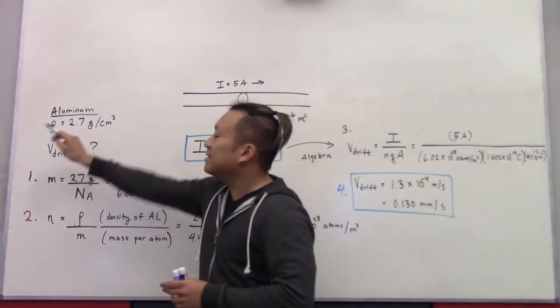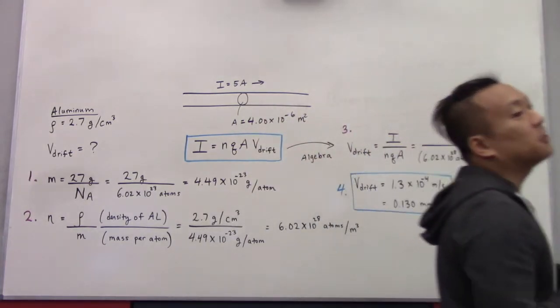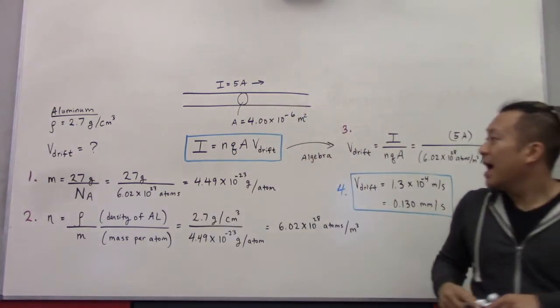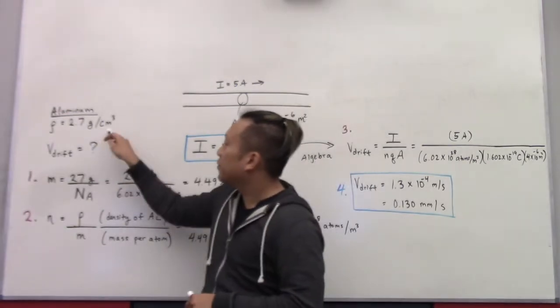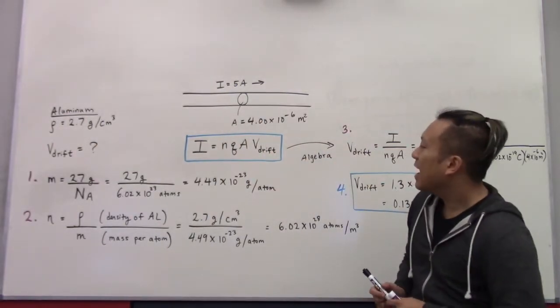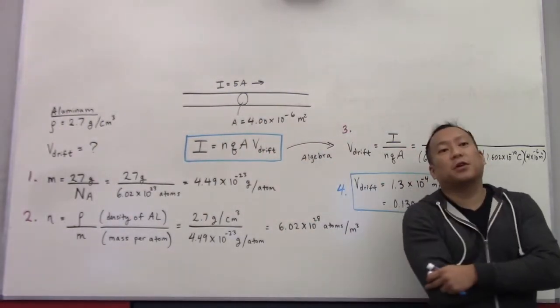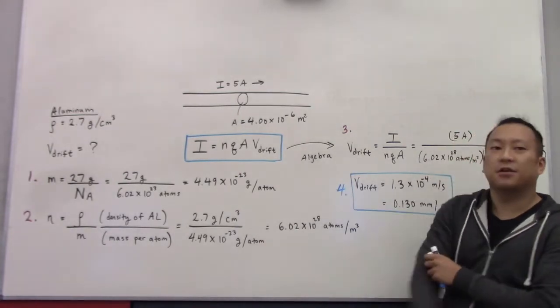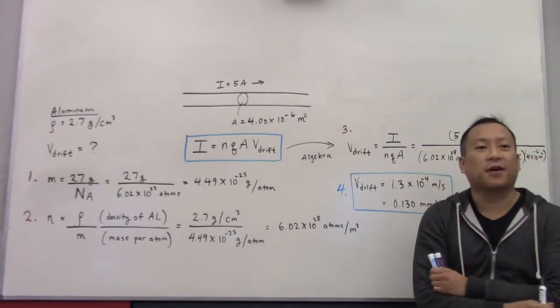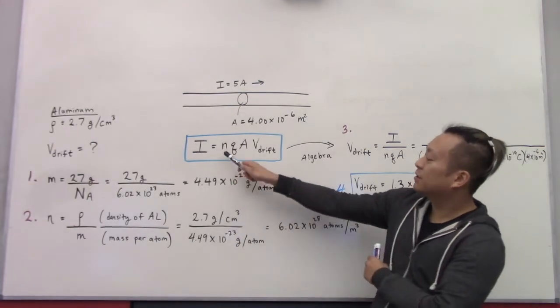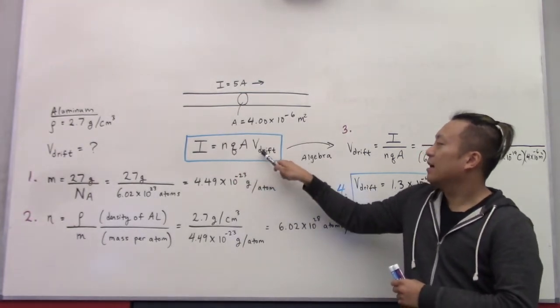We know that the density of aluminum is something we look up, so look that up in your textbook or online, and it's going to be 2.7 grams per centimeter cubed. And we want to make use of this equation. That's the equation we want to use. This is what you should write down on your equation sheet for your test this Friday. Current equals nQA V drift.